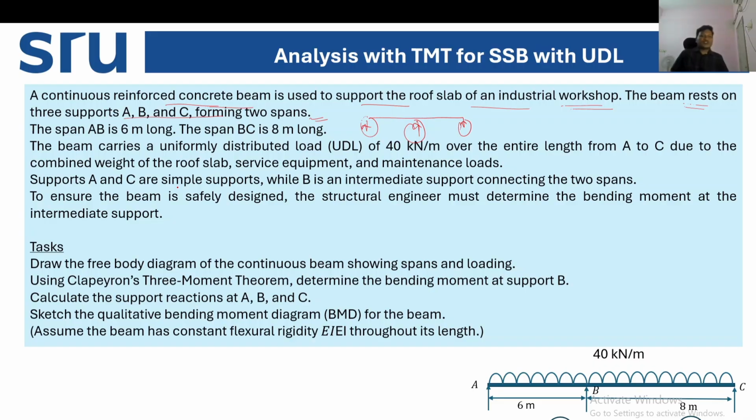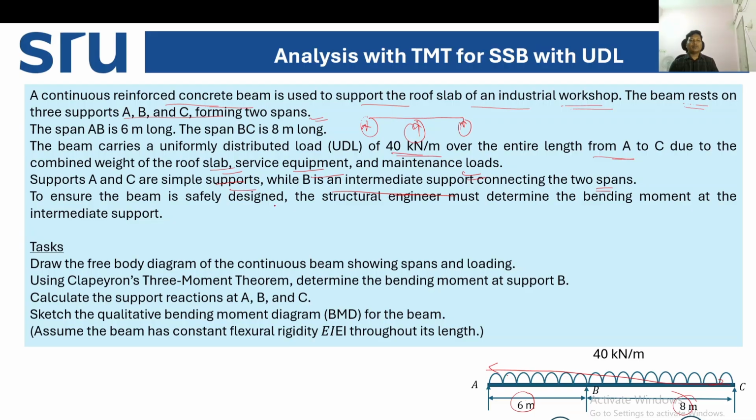Span AB length is 6 meter, and span BC length is 8 meter. The beam carries a uniformly distributed load of 40 kilonewton per meter over the entire length from A to C, which is the combined weight of the roof slab, service equipment, and maintenance loads. Supports A and C are simple supports, while B is an intermediate support connecting the two spans.